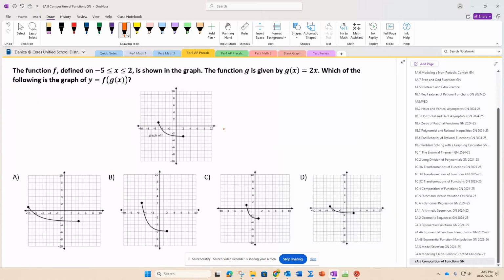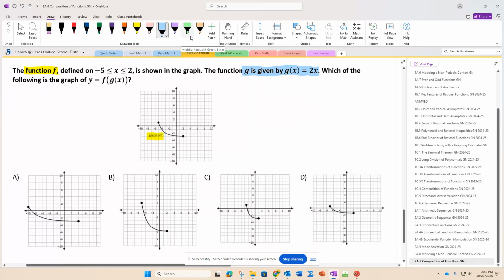Okay, let's take a look. We've got our function f that is defined for the domain from negative 5 to 2. Here's our graph of f again. And then we have our function g, which is given by g of x equals 2x. And we want to know which of the following is the graph of y equals the composition of the two, f of g of x.